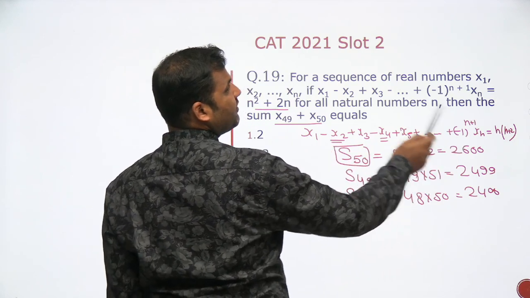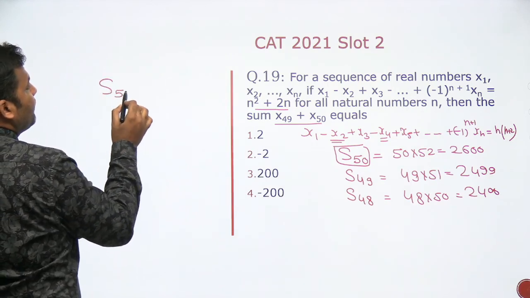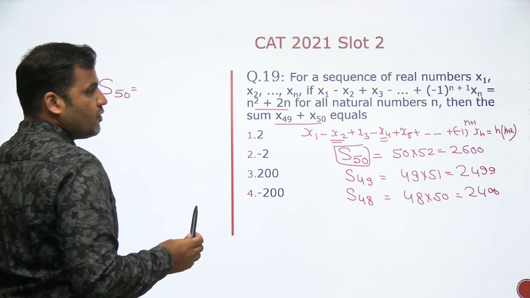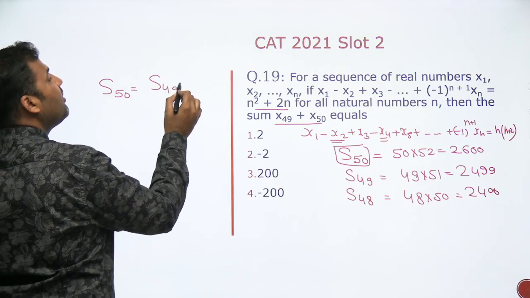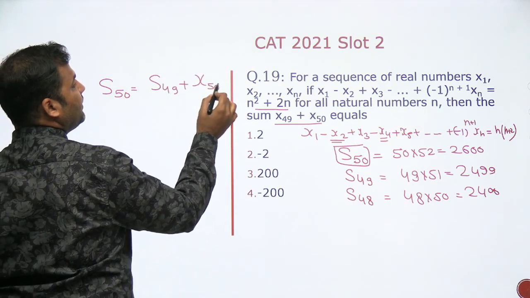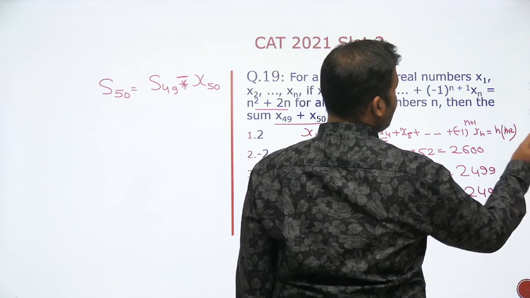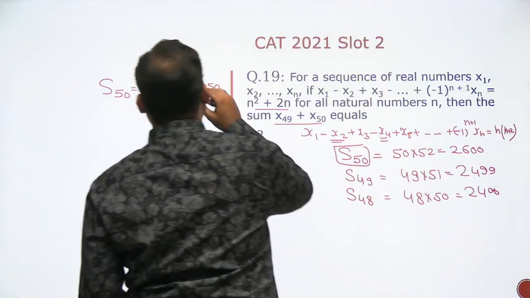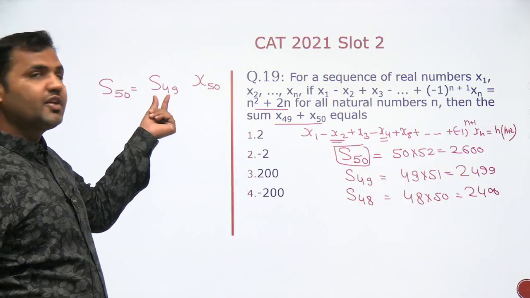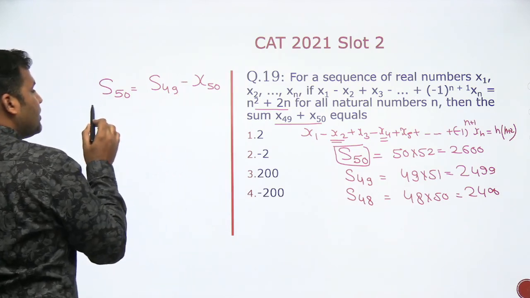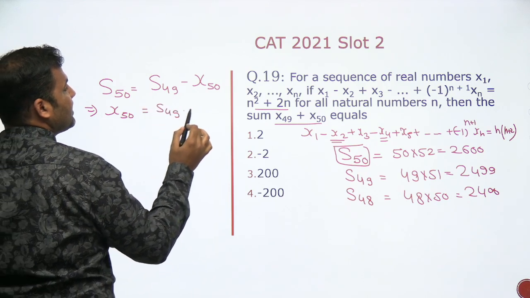Okay. Now you see that when I'm finding the summation of 50 terms of the sequence, the last term would be the even term with a negative sign, and that will be x50. So can I say that the value of s50 will be equal to the summation of the first 49 terms plus the last term, that is x50, and because the even term is having a negative sign, it would be s49 minus x50, guys, right? So if I want to find out the value of x50, this will be equal to s49 minus s50.